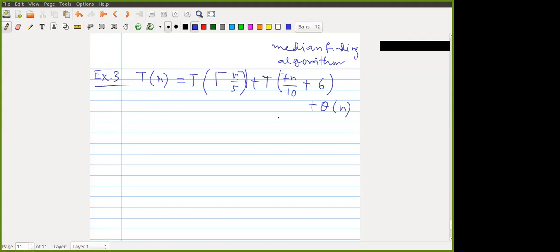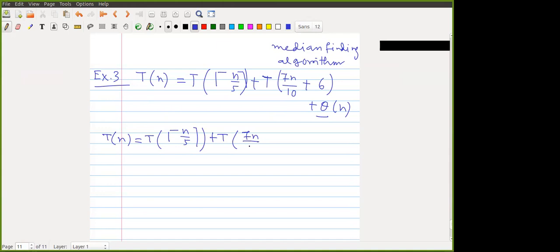So as before, I am not writing theta of n, I'll put a constant here. So more or less, this thing actually looks something like this: T of floor of n by 5, right? Plus T of 7n by, okay.